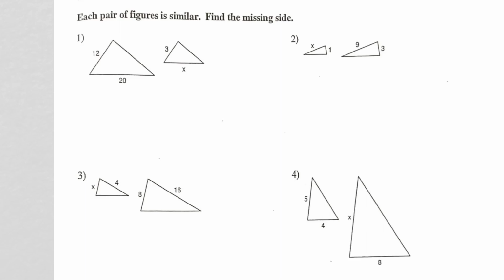For example, 3 corresponds to 12. Since they correspond, there is some scale factor that you can multiply against 3 that will give you 12. Can anybody think about what that number might be? If you said 4, that is correct. So if I were to multiply 3 times 4, I would get 12.